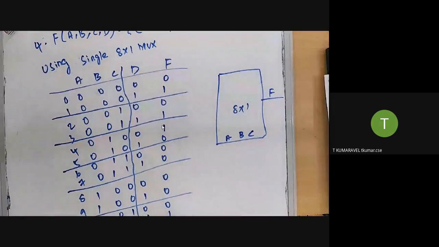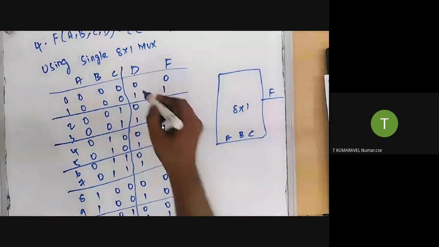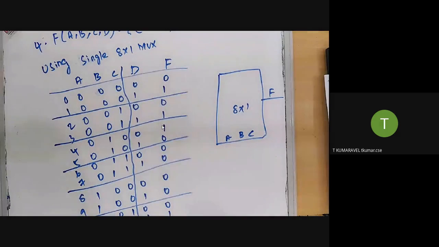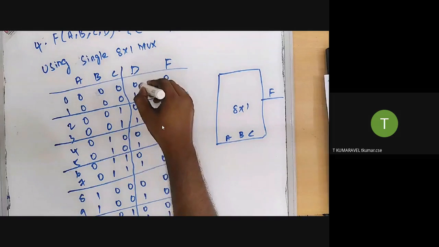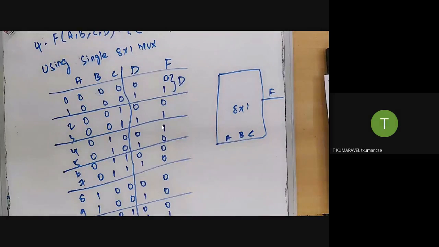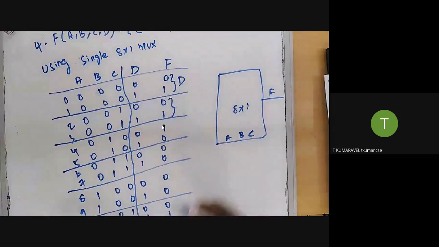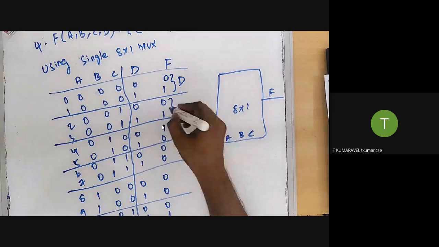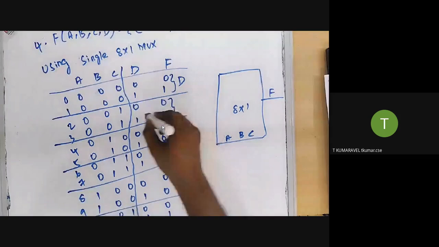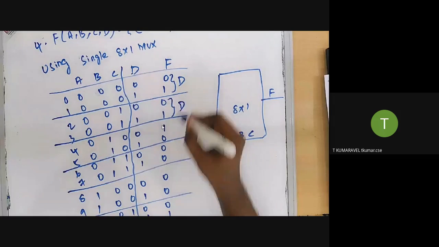Now what you are going to do: D is compared with the functionality. Here the D value is 0, 1 and the function value is also 0, 1. So instead of 0, 1, I'm going to write D. The first group's functionality is similar to D. Then you go for the second group. What is the functionality of the second group? Again, the function output you compare with D. It is similar to D, so instead of 0, 1, I'm going to write it as D.